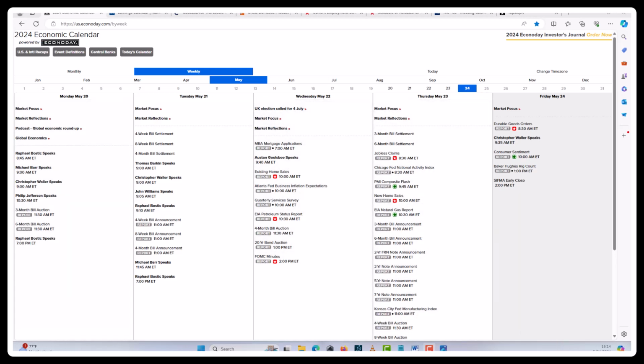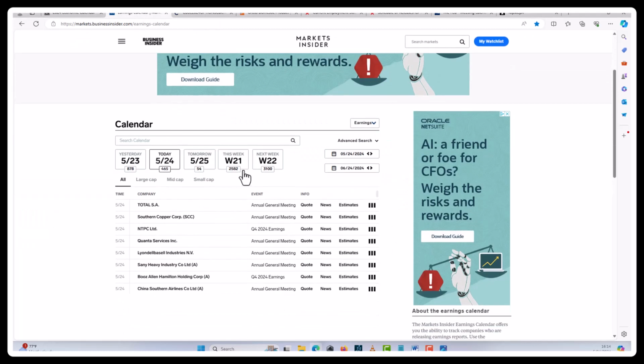Today is May 24th, 2024, and it's Friday. It's the last day of this week, and this week we are in week 21. Next week will be week 22.